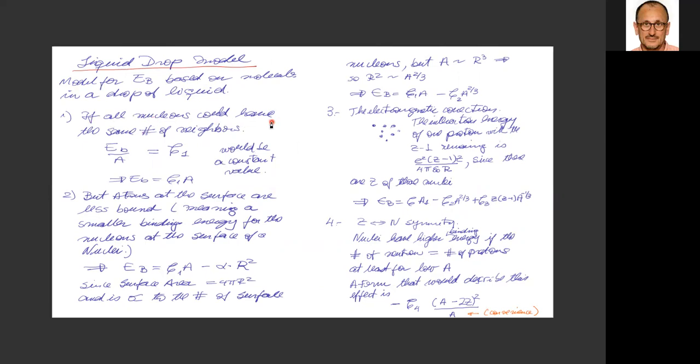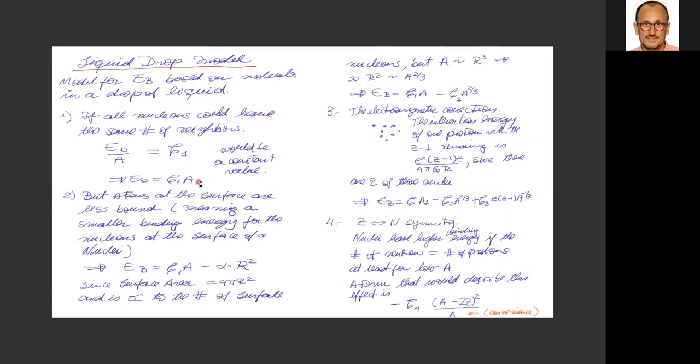If all the nucleons could have the same number of neighbors, let's say in a nucleus each one has the same number of neighbors, it means that the binding energy should be a constant, the same for all the nuclei. If you want to separate them all into pieces, you put the same amount of energy and they will all separate. So this is the first term that you can actually say about the binding energy.